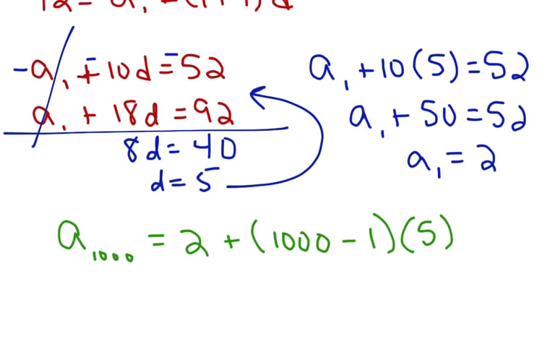So now I know the first term, I know n is 1000, I know the common difference. All I'm going to do is plug that into my calculator, and I'm going to find out that the 1000th term is 4,997.